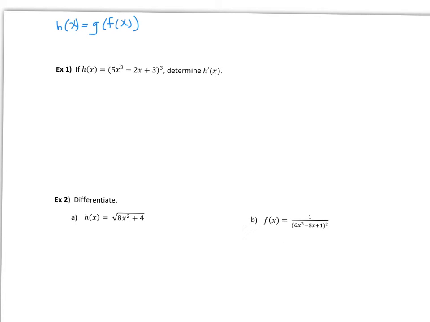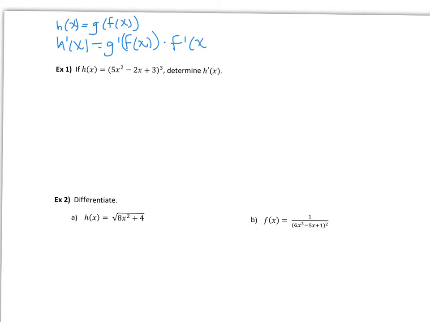All right, just to reiterate what we had on the previous video, if we have h at x being the composition of g at f at x, then h prime at x will equal the derivative of g at f of x, times the derivative of f at x.